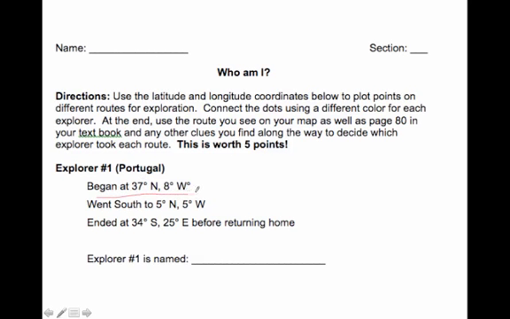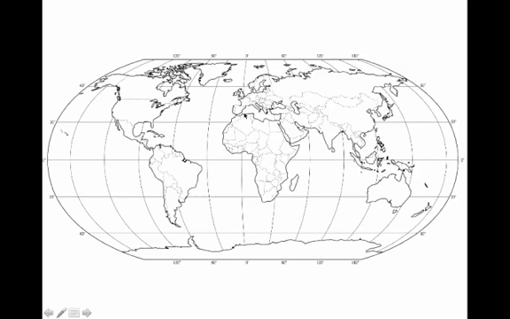So what you're going to do is take the big map that you have here, and you're going to find 37 degrees north, 8 west. So we can say 37 up here, 8 west is going to take you somewhere right around here. So we can put one dot right around here, and there's your starting point. And if you really think about it, it says explorer 1 is Portugal, so you know that's the starting point.